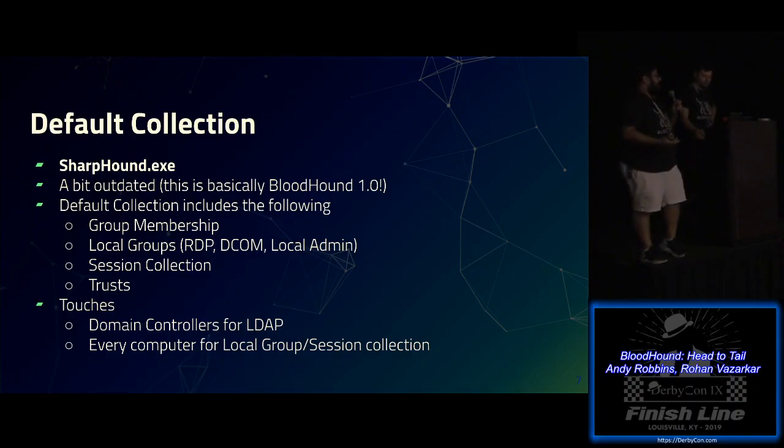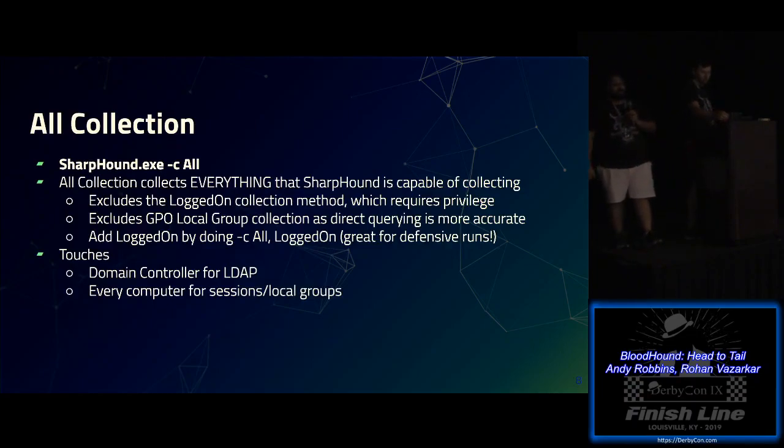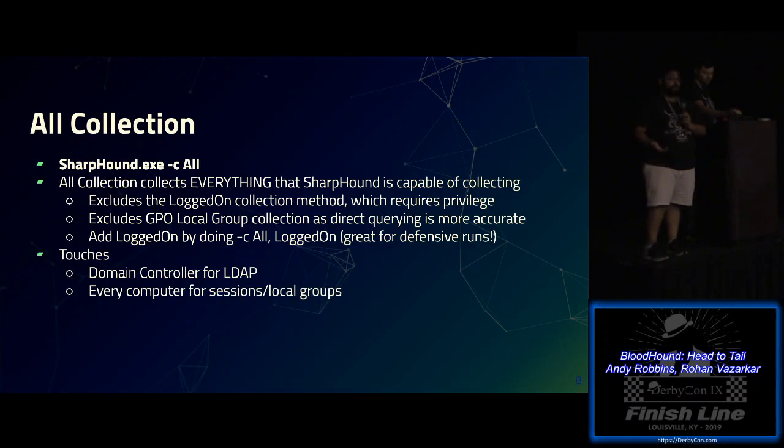Now, if you're familiar with what the schema looks like today, that's missing probably 10 different edge types that have been added between ACLs and some cool special execution rights and stuff like that. And when you run the default collection method, we touch domain controllers for LDAP. And we touch every computer on the domain for local group information and session collection. Now, that's a lot, but I'm going to make the argument that if you're going to run default collection, there's no reason you shouldn't run all collection.